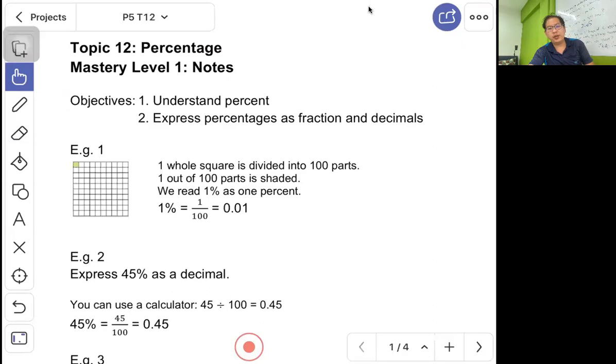So the objective number one is to understand percent and express percentage as a fraction or decimal. In this example one, you can see that there are 10 rows by 10 columns that make up 100 squares. So one whole square is divided into 100 parts. One out of 100 parts is shaded, so we write 1%. This unit here is your unit for percentage.